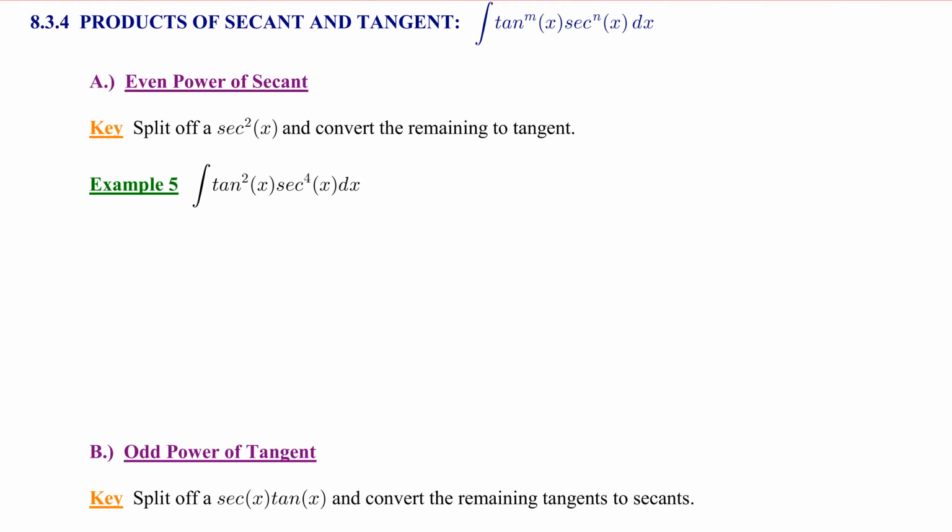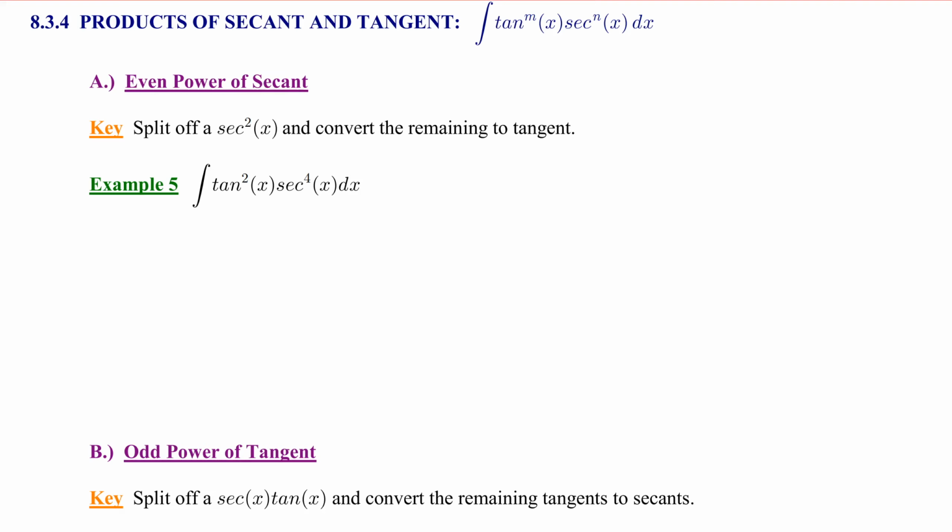We're going to throw some secants and tangents into the mix in section 8.3.4 as we consider integrals that contain products of powers of secant and tangent. Now, when we started section 8.3, I mentioned it's really important that you have a working knowledge of the basic fundamental formulas because we'll be building on those formulas.